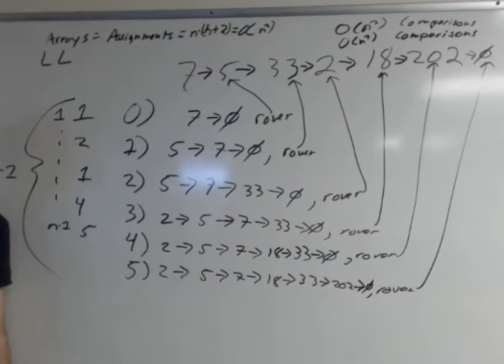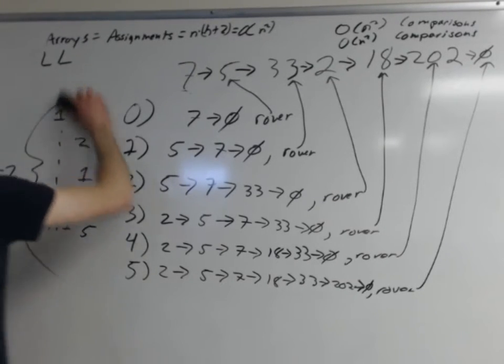Wouldn't it be negligible? Yes, it'd be negligible for large inputs. So big O only concerns itself with large inputs. All right, how many assignments did we have to do? Well, let's take a look at that.